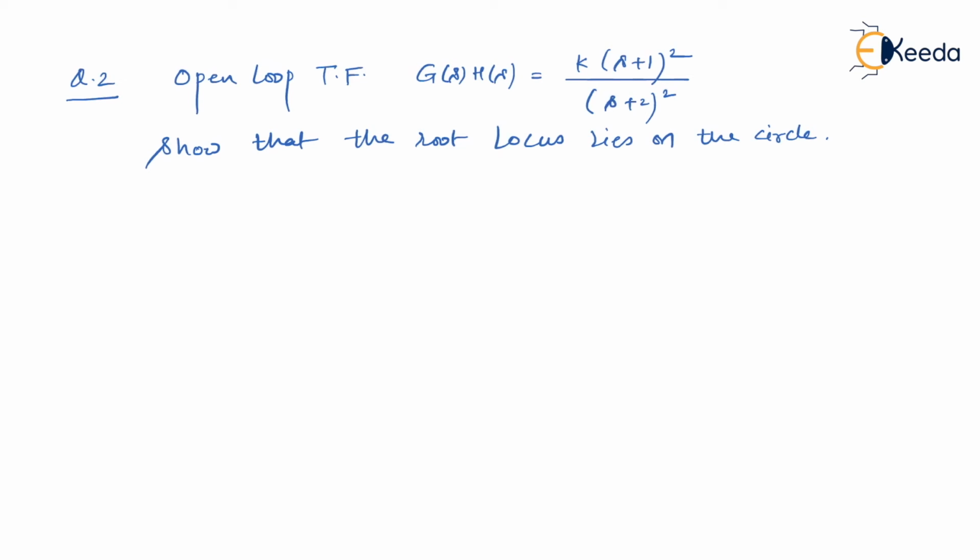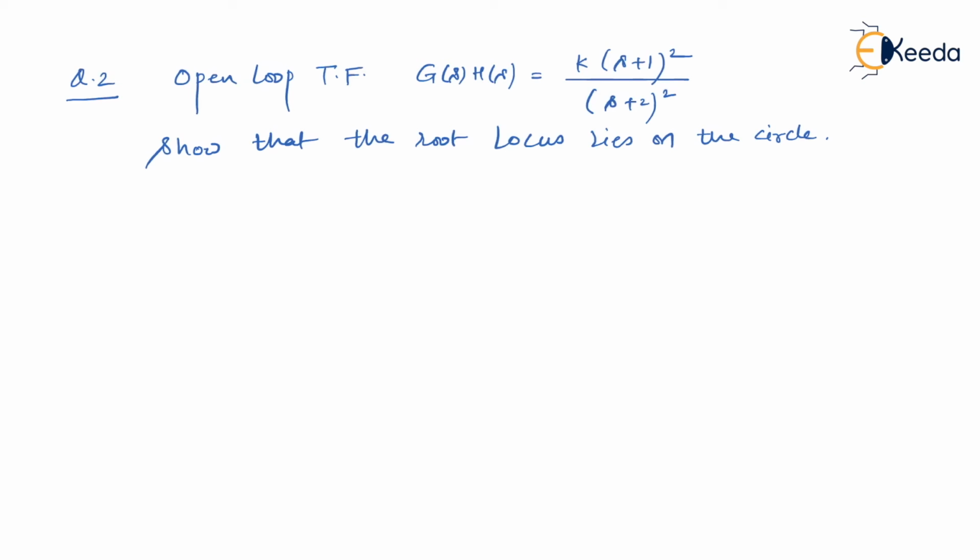So look at this problem very carefully. The open loop transfer function is given, g of s h of s as k into s plus 1 whole square divided by s plus 2 whole square. Show that the root locus lies on the circle. It means that the root locus is itself a circle. Let us try to prove this.